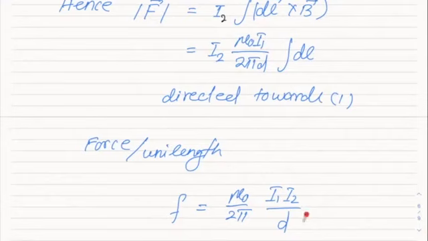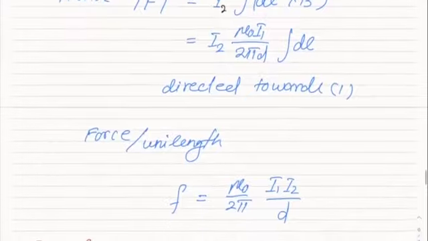Currents are parallel, and that's directed towards, that's an attractive force. So both wires should be attracted towards each other.